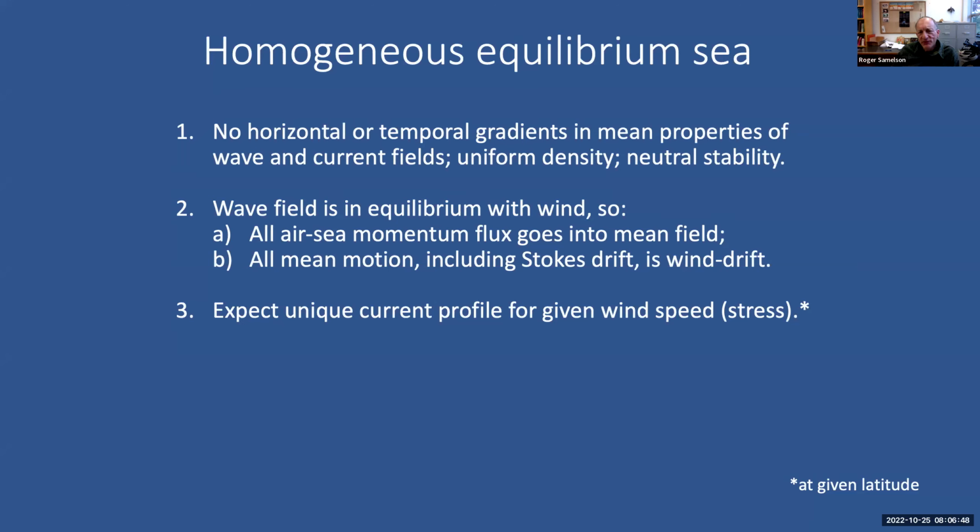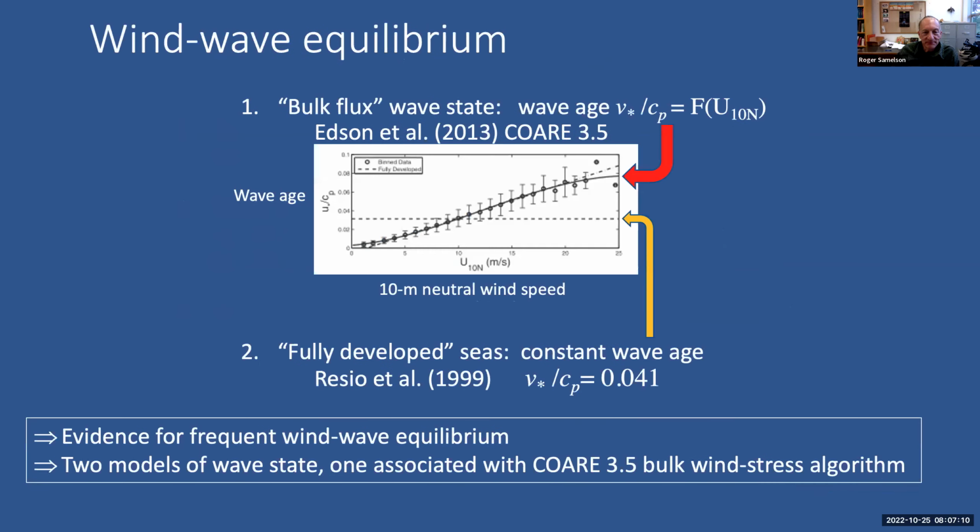And so from that point of view, one can view all the mean motion, including any Stokes drift, as wind drift. And if you think about that, you would expect on very general physical grounds that there would be some unique current profile for any given wind speed. There really isn't any other variation left. Maybe there's a bit of latitudinal exception to that.